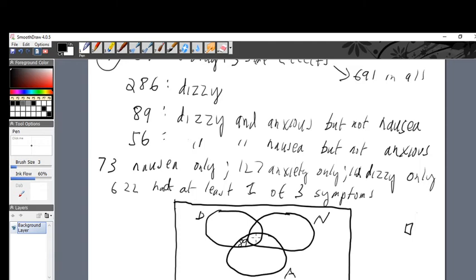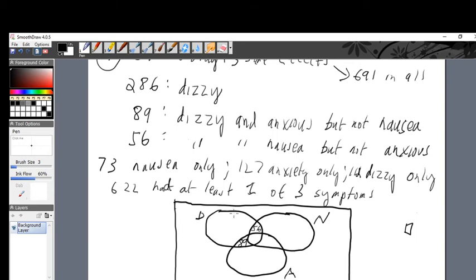Next piece of information. 56. Dizzy. Where's 56? Right here. Let me show it to you with my cursor. 56. Dizzy and nausea, but not anxious. So I can't be in the anxious balloon, but it belongs right over here. Is 56. We're getting somewhere.